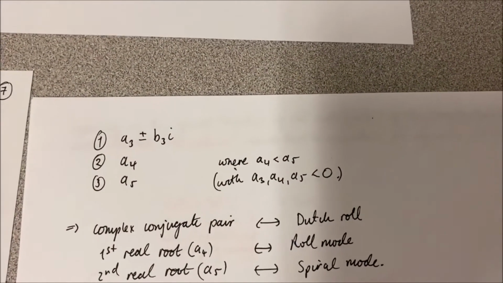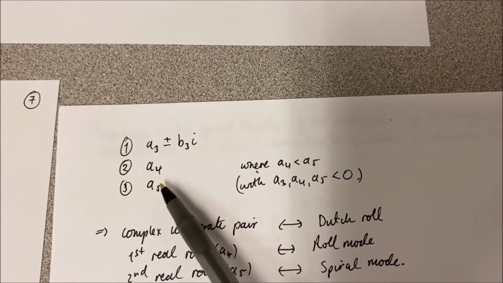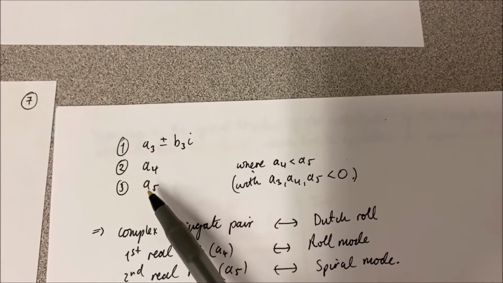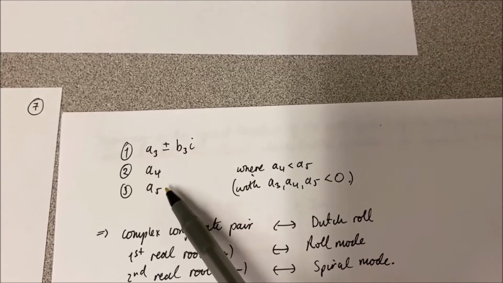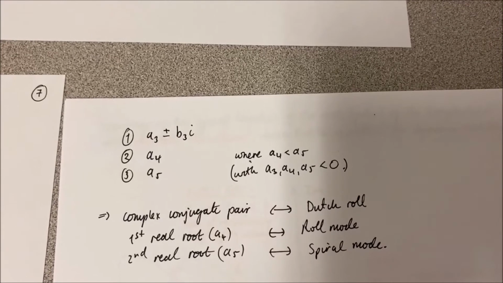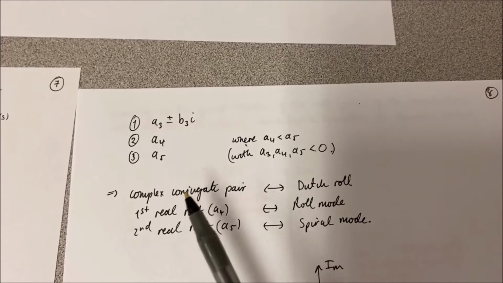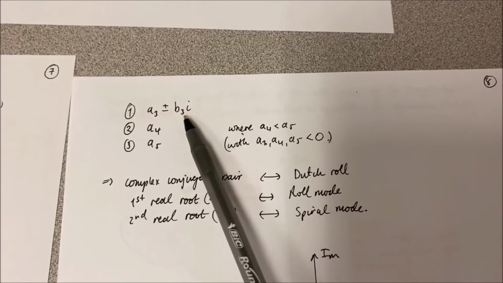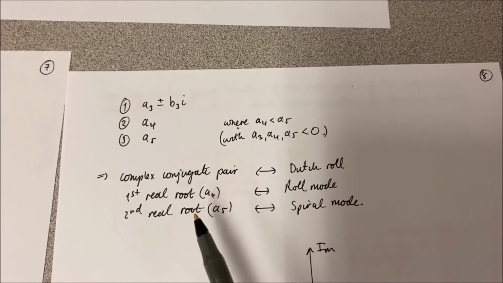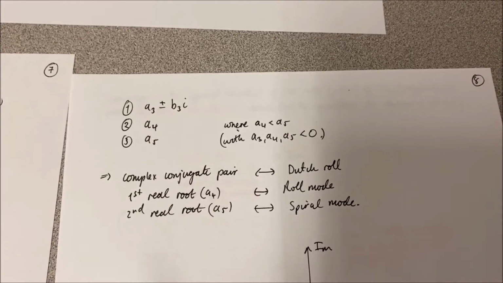So now our solutions look something like this. These are the first two, complex conjugate pair, and then the second and third are real roots, where one is smaller than the other one, and where all of the real parts here are less than 0 because all of these are going to be stable. And it turns out that the first of these complex conjugate pairs describes the Dutch roll, because obviously we have this inherent coupling of the rolling and yawing of the aeroplane. The first real root defines the roll mode, and the second real root defines the spiral mode.